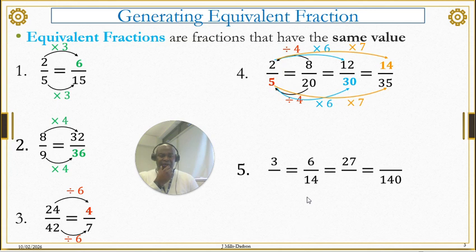Let's look at the last one. 6 to 3, you think of how to divide 6 by a number to get a 3, and that is dividing by 2. 14 divided by 2 will now give us 7. It's not easy to move from 6 to 27, so we pick a number that is easy to move from. 3 to 27 is easy. 3 times 9 is 27. Therefore, 7 times 9 is 63.